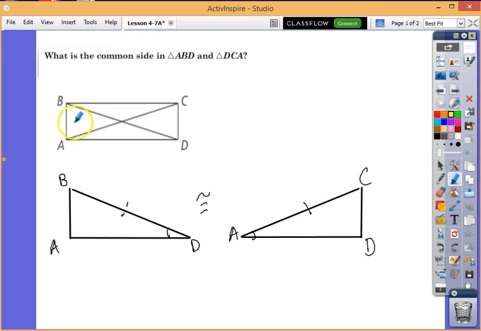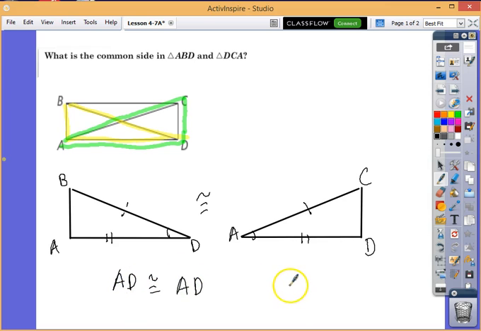So before I pulled them apart, it was this triangle right here, triangle ABD, and it was this triangle right here, triangle DCA. Now what do those two triangles share? They share the side AD. So it's important to realize that even though now these two triangles don't overlap anymore, AD was congruent to AD by what? By reflexive.